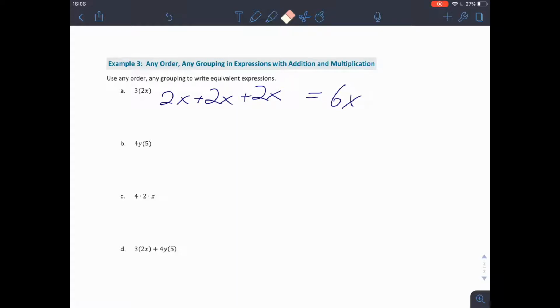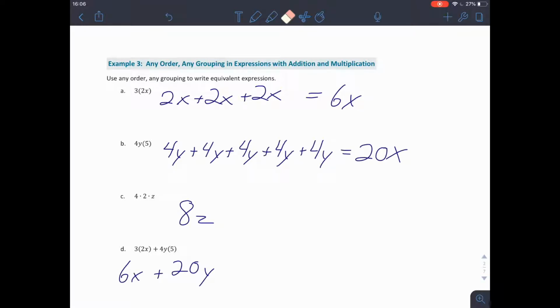How did it go? You could have written out all of your expressions showing how many times your numbers showed up in that term. So for example, since there was 5 times 4y, you could have written out 4y being added to itself 5 times. Or you could have just done 4 times 5. Whichever strategy you chose should have gotten you 20x. With 4 times 2 times z, even though the terms are separated by those dots, they are still one term. And when we do 4 times 2, we get 8z.